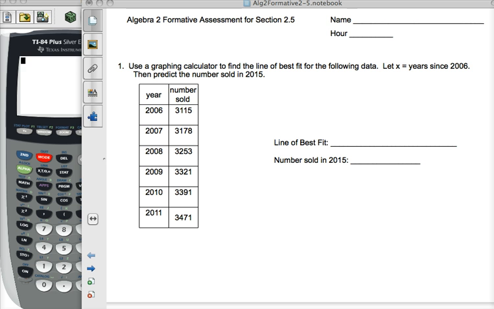When it says line of best fit, you're just coming up with an equation, a linear equation, y equals mx plus b. And then we're going to use that equation to come up with some predictions. In this case, we're going to come up with predictions for the number of something that was sold in 2015.